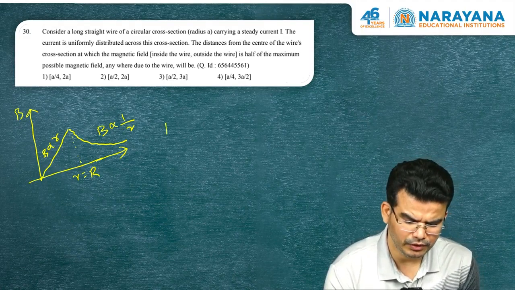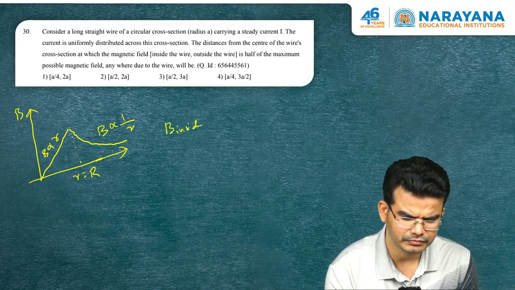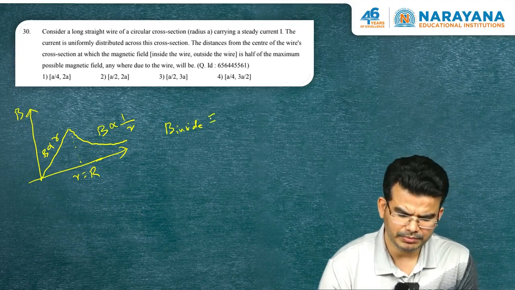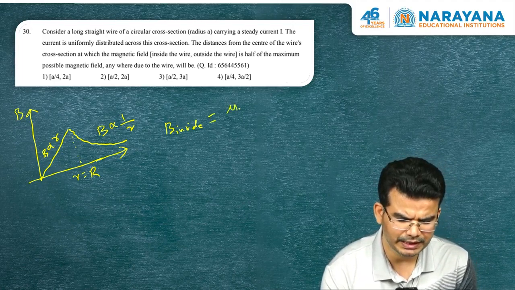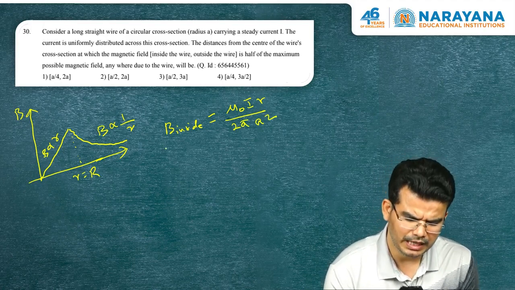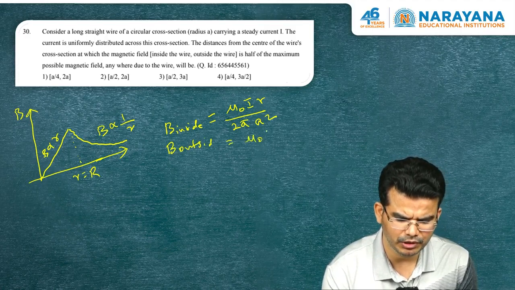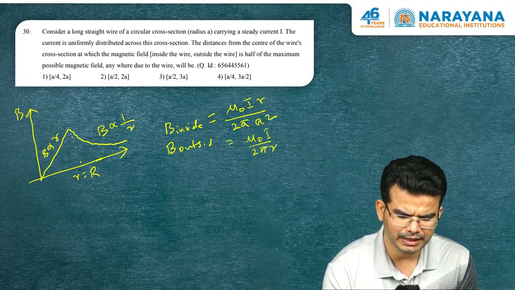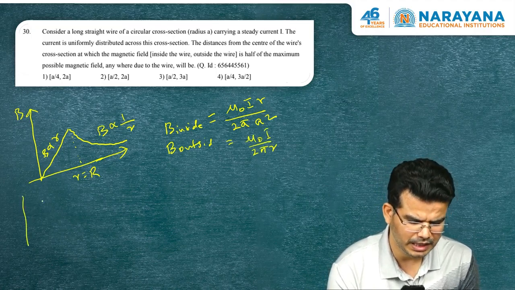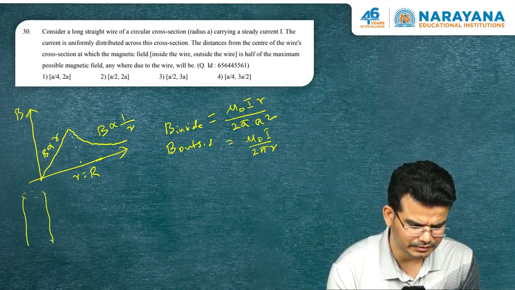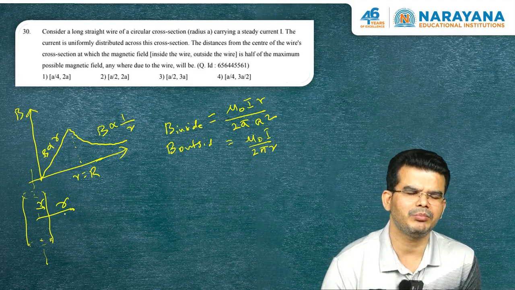I know that. So, for B inside, what is the basic formula? You can derive it, but right now I am writing mu naught I r upon 2 pi a squared. This is the general formula. And what is B outside? B outside is very simple: mu naught I upon 2 pi r, where r is the distance from the axis of the wire. Let us say this is the wire and this is the axis. So, for inside this will be the distance, for outside this will be the distance. This is a very simple point.